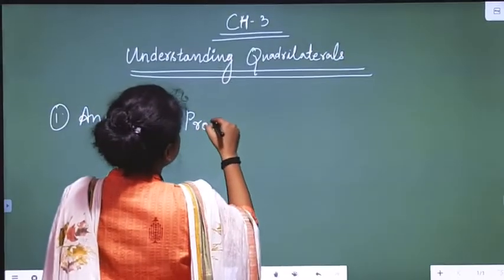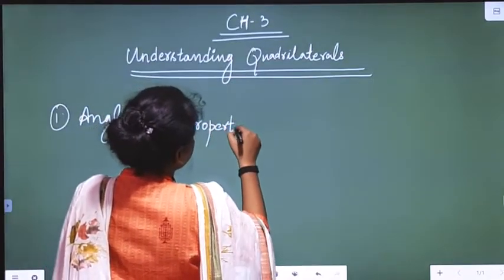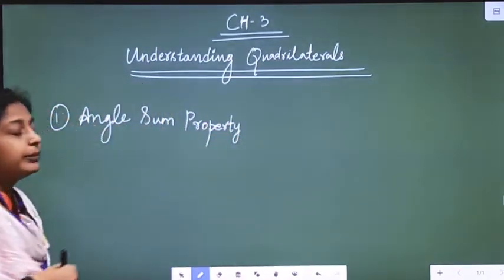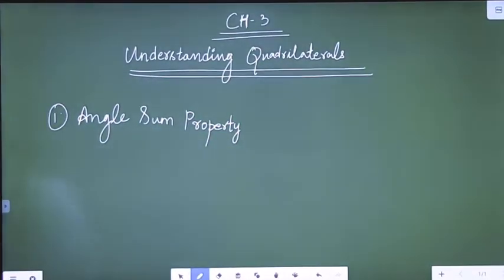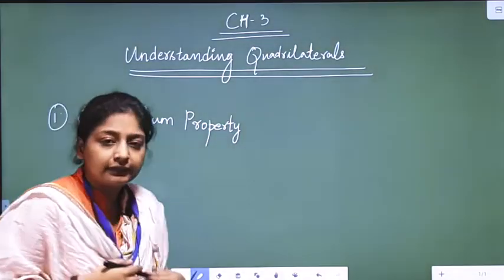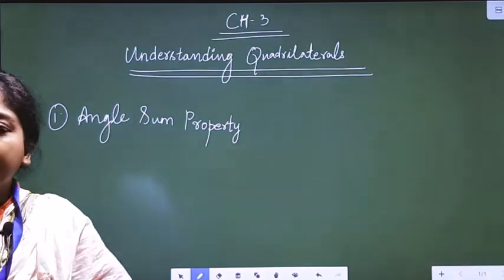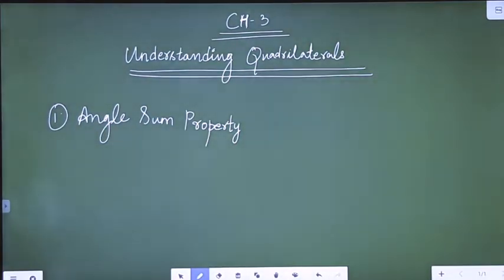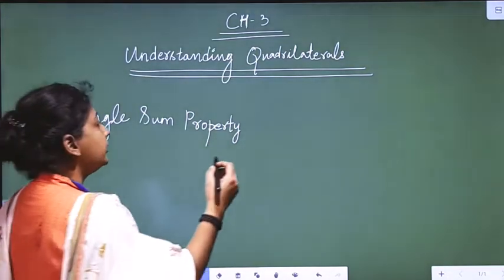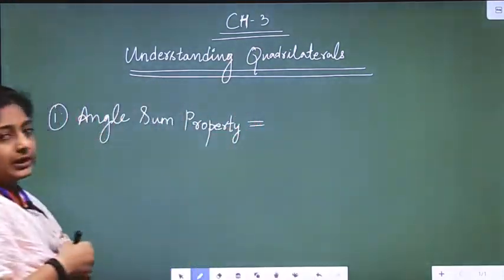First is angle sum property. Angle sum property tells us what should be the sum of the interior angles of a polygon. Whatever polygon we have, we have to add all the interior angles and find out what their sum comes up to be.